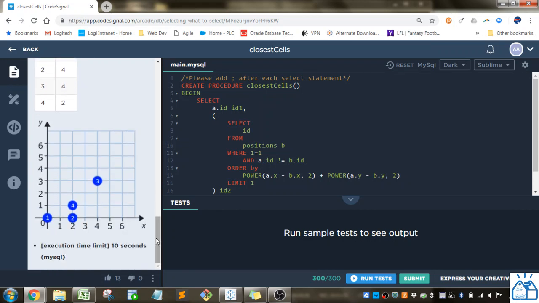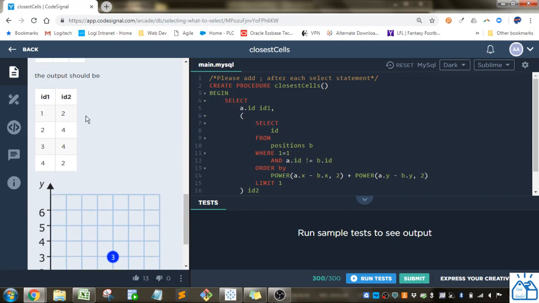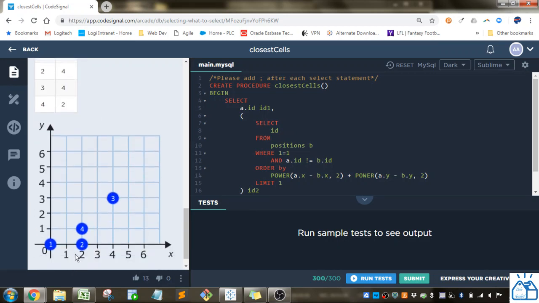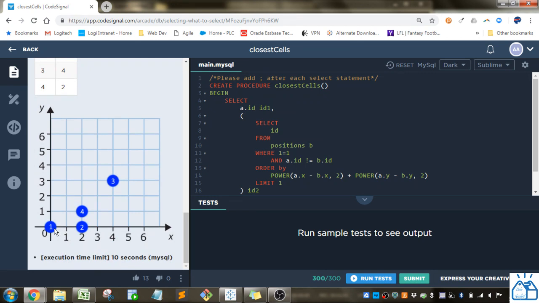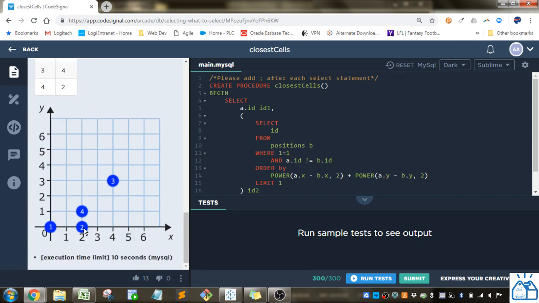So let's go to this graphical representation here. If you look for piece 1, so they actually have it labeled here, the closest piece to it is ID2, and you see that's why it's got ID2 here. For piece 2, the closest one to it is 4. For 3, the closest piece is going to be 4, and for 4, the closest piece is going to be 2. All right, so it takes a little nuance to figure this one out.